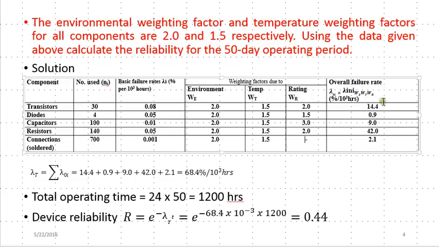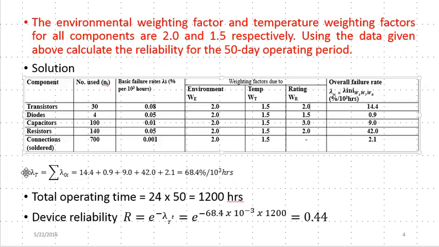Now, the overall failure rate is found by saying, let us take transistors for example. They are 30, multiplied by their basic failure rate, which is 0.08, multiplied by the environmental weighting factor, multiplied by the temperature weighting factor, and then multiplied by the rating weighting factor. And doing that, we got 14.4 for the transistors. For the diodes, the capacitors, the resistors, and the connections, that's the soldered joints, all their overall failure rates are obtained here.